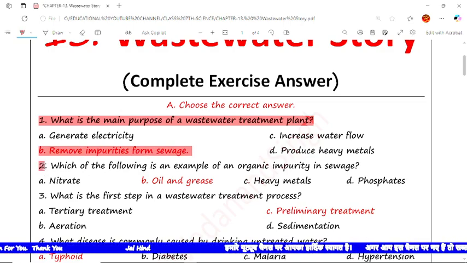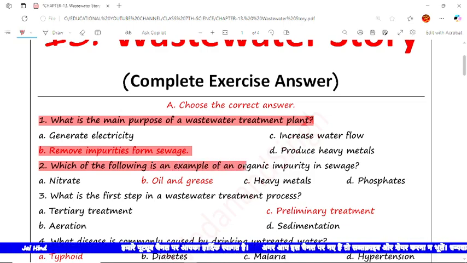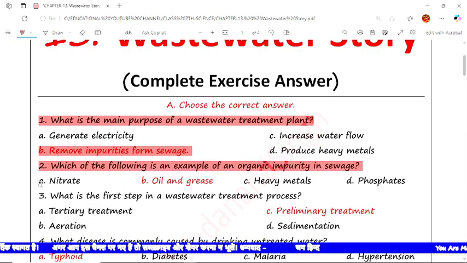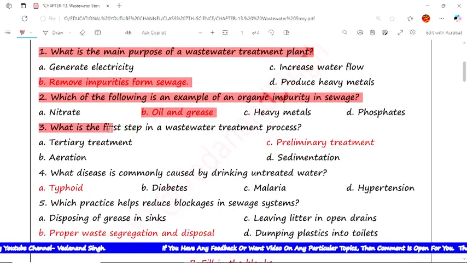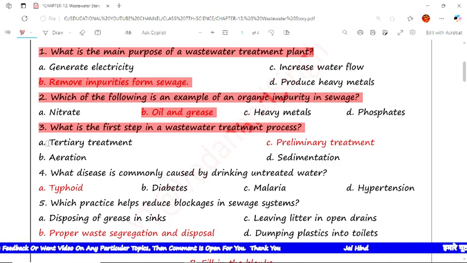Now the second question: which of the following is an example of an organic impurity in sewage? Among these, the 4 options are nitrates, oxygen and grease, oil and grease, heavy metals and phosphate. B is the correct option, that is oil and grease. Now the third question: what is the first step in a wastewater treatment process? The options are tertiary improvement, aeration, preliminary treatment, and sedimentation. The correct answer is preliminary treatment.